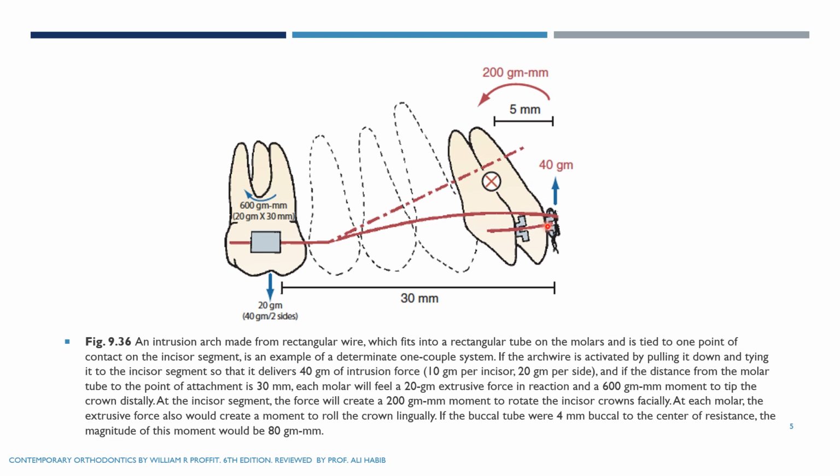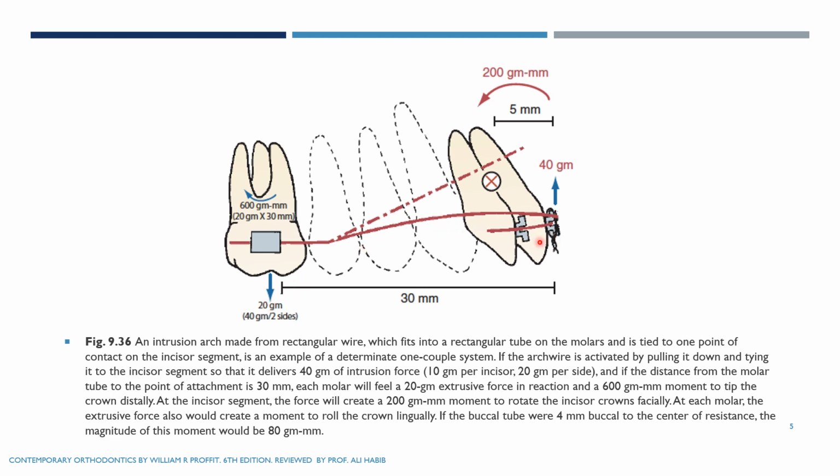So when we bring this down, we activate it, this will create 40 grams felt by the anterior teeth as intrusive force. Because this is a balanced system, the posterior teeth will feel the same amount of force. And because we have two molars posteriorly, one on each side, each one of them will feel 20 grams of force.